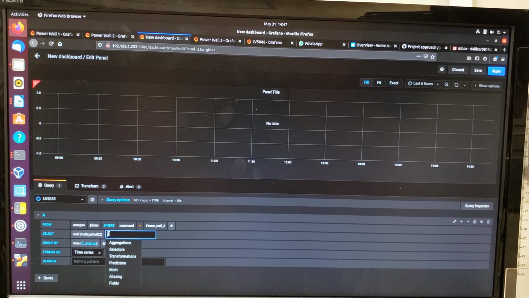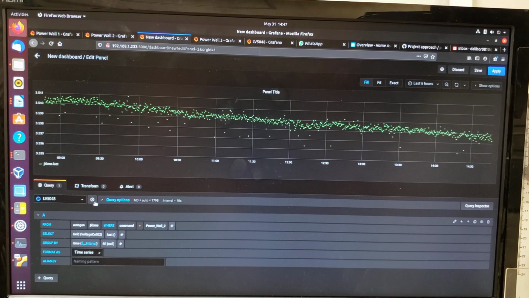We'll try to show a last value. Okay. And then we gotta change this because the name is wrong. Powerwall 2. And then last value, and then we can go ahead and add more fields.